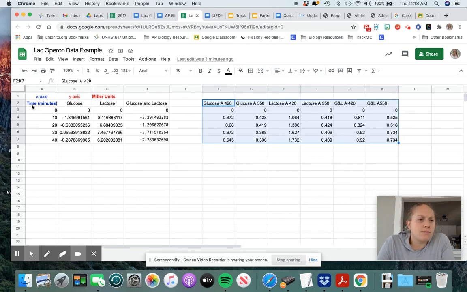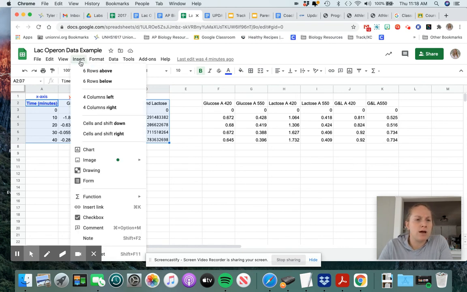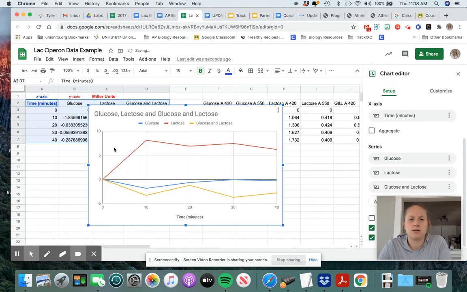Okay, so going back to the sheet, it's already set up for you, easy peasy. You're just going to highlight all the relevant data, which is the calculation. You're graphing the Miller units, okay? So highlight this entire set of columns and rows, include the time, include the glucose and glucose-lactose, because that way you're going to get that in your key for your chart automatically. Once you have that highlighted, go to insert, then go to chart.